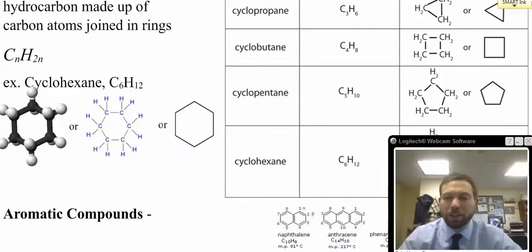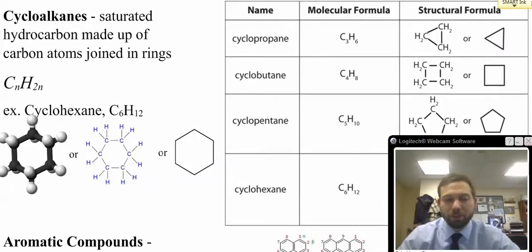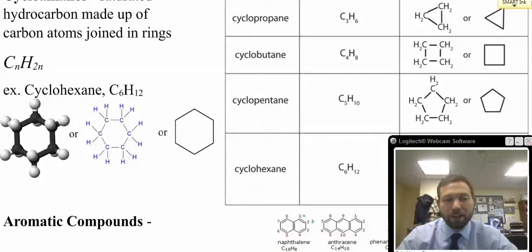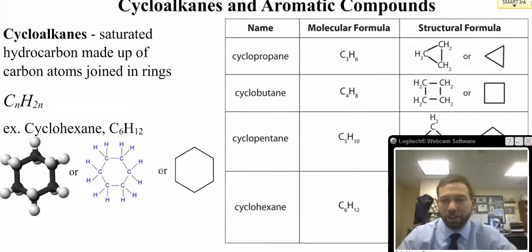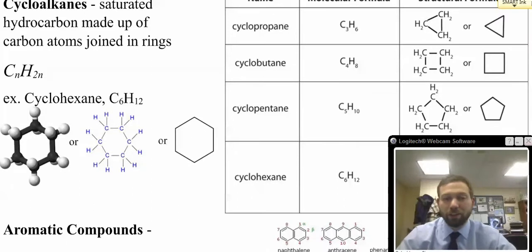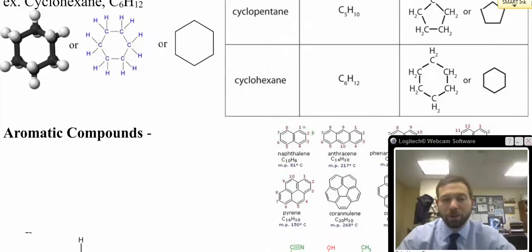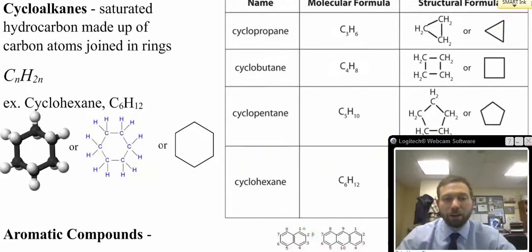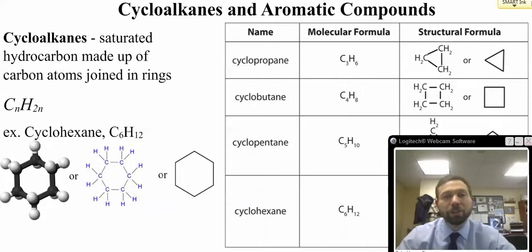Sometimes we simplify the structural drawings of these to make just the geometric shapes. As you can see with cyclohexane there, you have a hexagon as the shape. For cyclopentane, we draw a pentagon, for cyclopropane a triangle, and for cyclobutane we just draw a square. That's a simplified drawing of them. Now these are considered building compounds, meaning we can build off of these, just as we talked about with alkanes, alkenes, and alkynes.